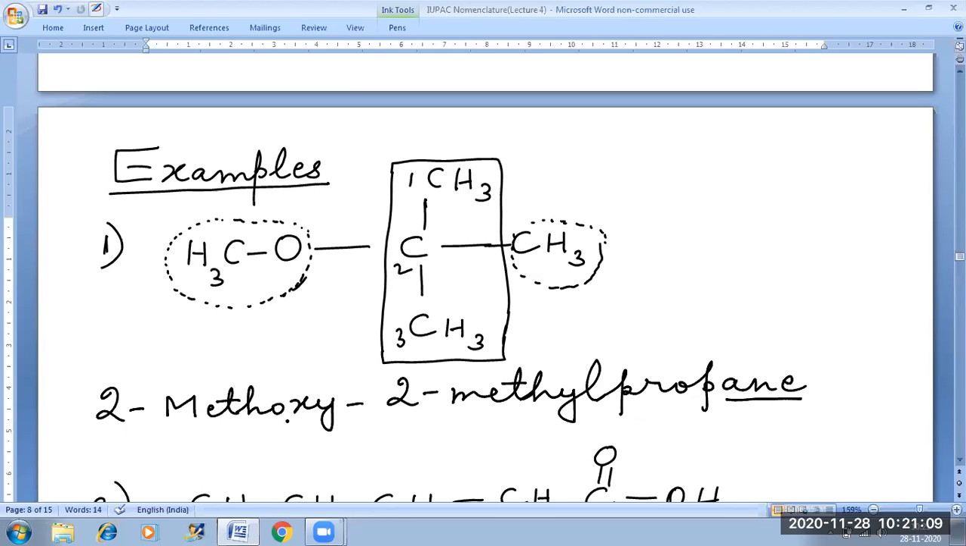Now, O comes before Y. That is why I wrote methoxy before methyl. While writing the final name, alphabetical order has to be followed. So O comes before Y, and so it is 2-methoxy and then 2-methyl.